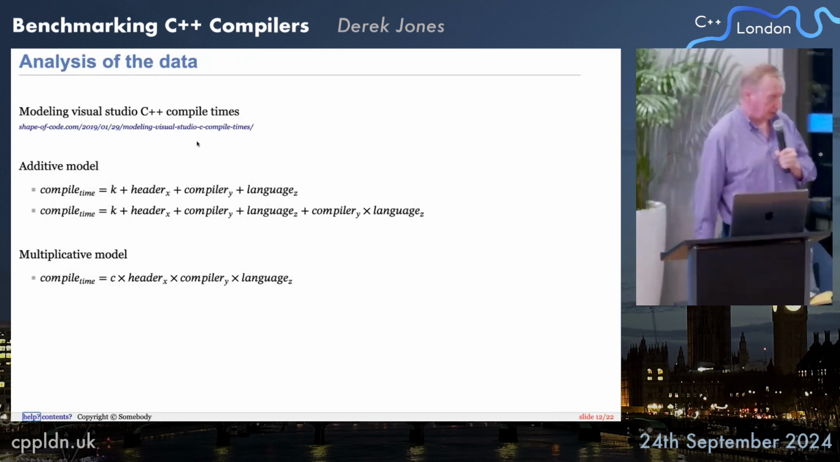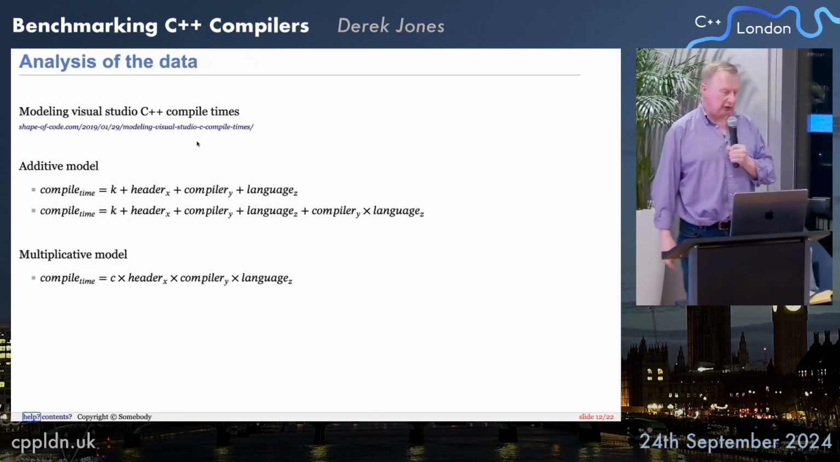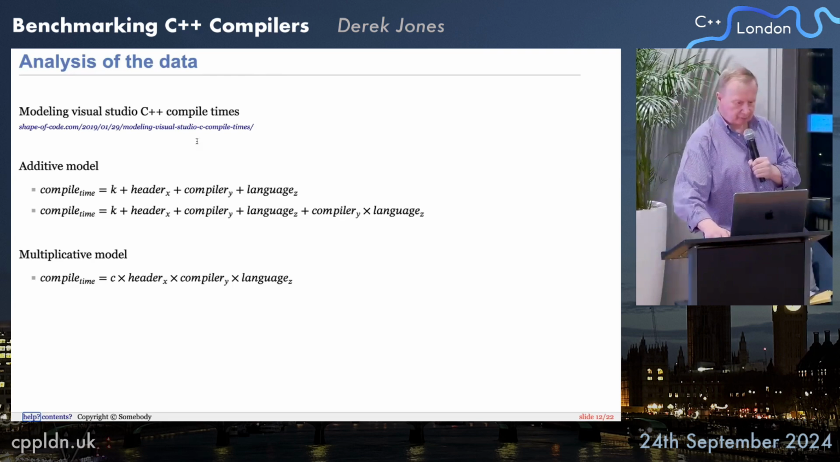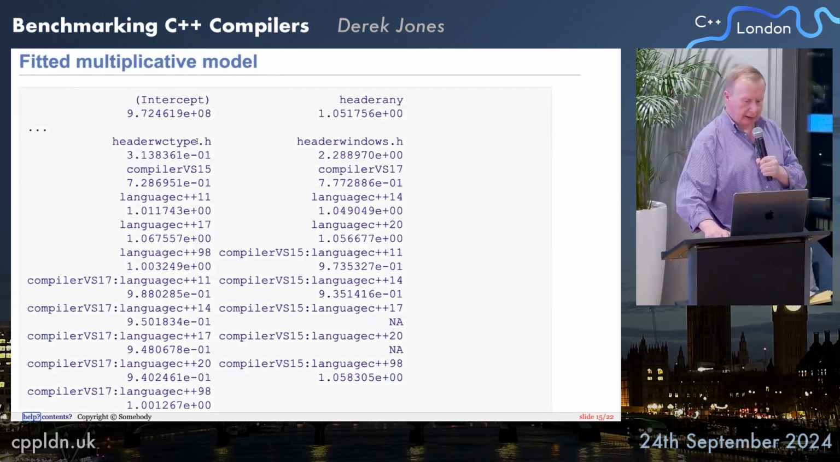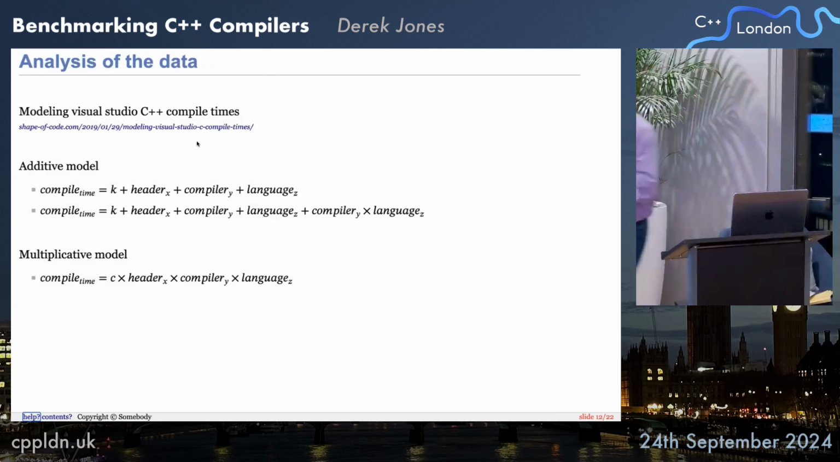You're adding the numbers. But then you might say, well, the compiler is going to change the result by a fraction. The compiler is fractionally faster or fractionally slower. So it makes more sense to multiply the effect of the compiler and the language.